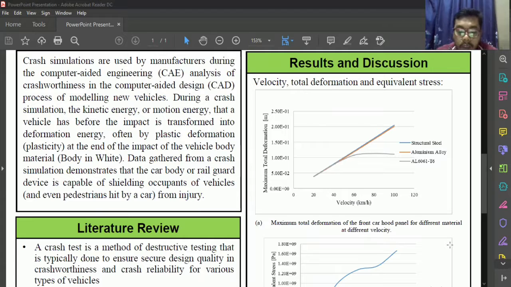From the graph, we can see that the maximum total deformation happens at 100 km per hour. This is because deformation happens over time. The total deformation at 20 km per hour is the lowest among the total deformations at different velocities. The front car hood panel with structural steel material has the highest total deformation compared to aluminum alloy and AL6061T6. This can be seen on the graph.